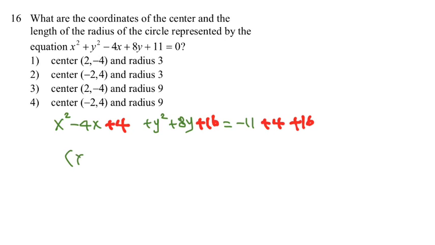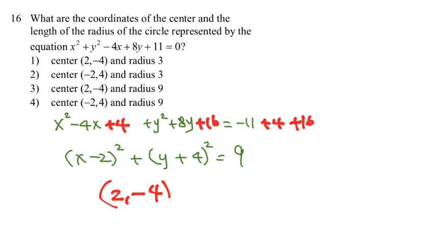And then now if I have to factor, x minus 2 is for the first one, and y plus 4 becomes the second one, and then is equal to 9. Then we get to realize the center must be 2, -4, and then radius must be equal to 3, which tells us that choice 1 would have been the answer. Alright, let's move on to the next question.